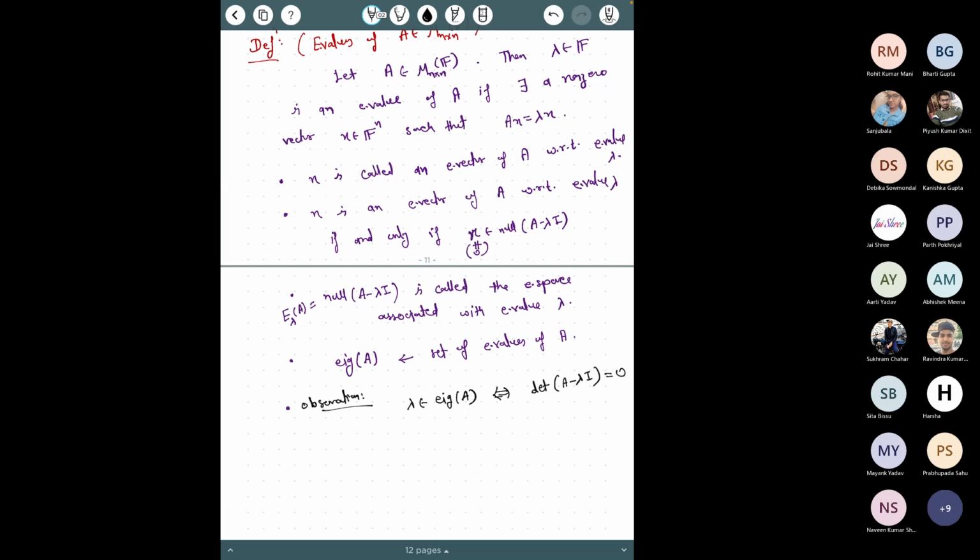So the converse is also true. So you can say that lambda is an eigenvalue of A if and only if determinant of A minus lambda I equals 0. Now determinant of A minus lambda I is a polynomial of degree at most n, if A is of size n cross n. You can see from here that these eigenvalues are nothing but the roots of this polynomial, because the determinant is 0. So eigenvalues are nothing but roots of this polynomial, determinant of A minus lambda I.